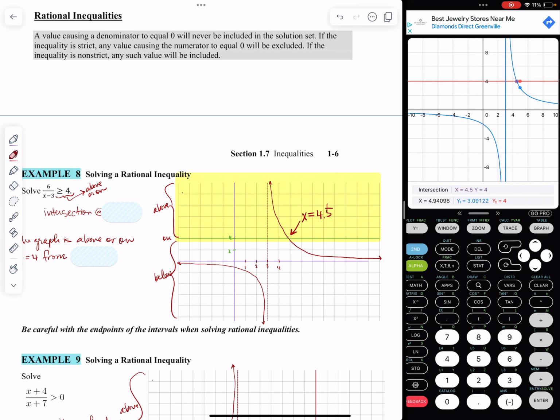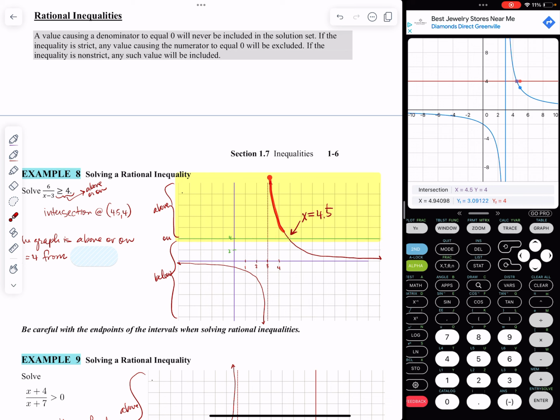X equals 4.5. Okay, and if I can unhide what I've got here, I said that the intersection occurs, I used a coordinate where the x value is 4.5 and the y value is 4. Okay, now we want to know what are all the places on my graph that are going to be above this line. We already know it's this piece.